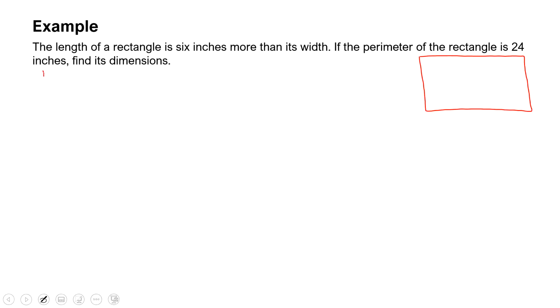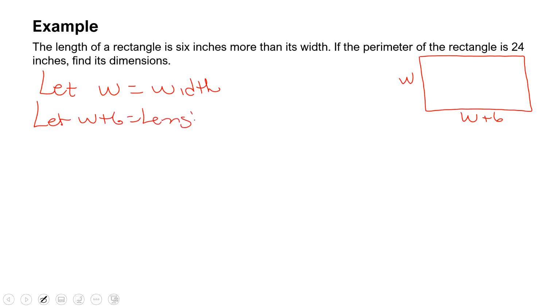So what I'm going to do is I'm going to let W equal the width. If I can, I'm going to use variables that help me remember what we're working with. So width is W. Then they tell me in the question that the length of the rectangle is 6 inches more than its width. So that tells me that this is W plus 6. So I can let W plus 6 equal my length. Everybody see that?